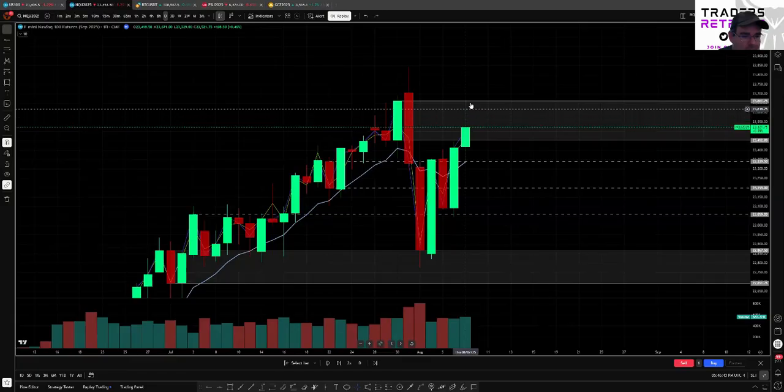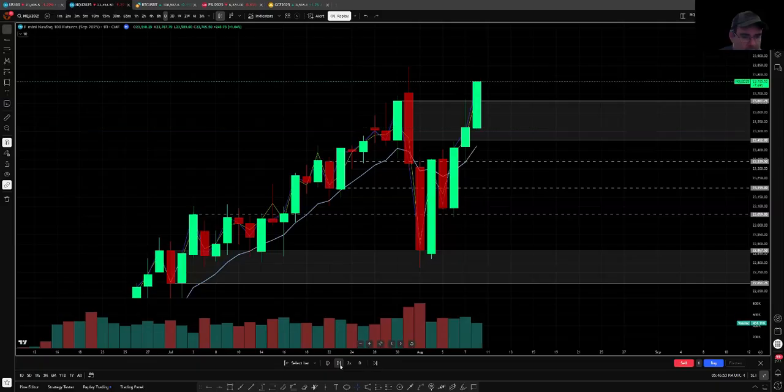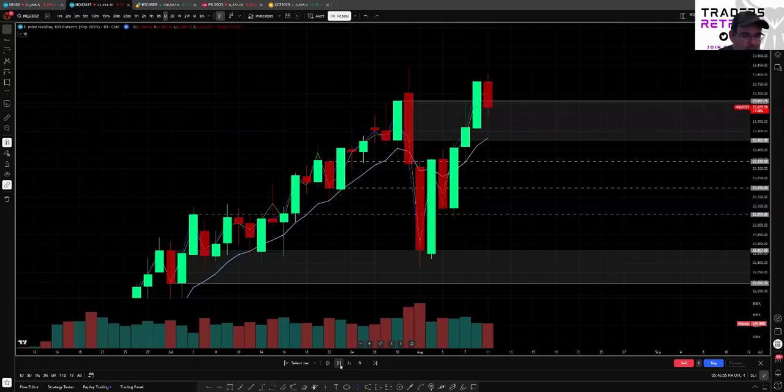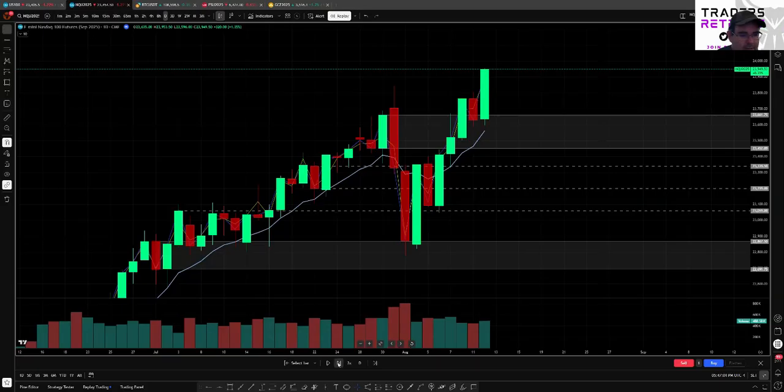So look what we did. Pushed up, went to the top of the supply zone, but closed inside. So that's encouraging, although it's not a long signal. I don't get long signals until you get a close over the top. So let's see what happens. All right, there's your bullish close above. There's your retest. So now I'm looking for longs going higher. And there it is.